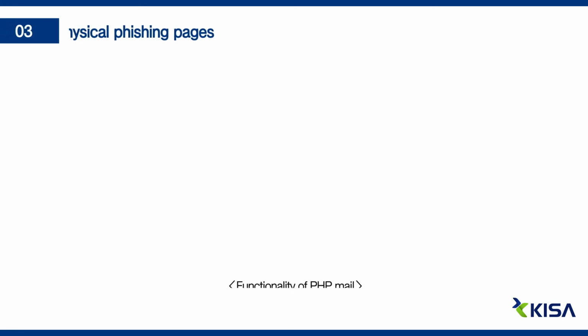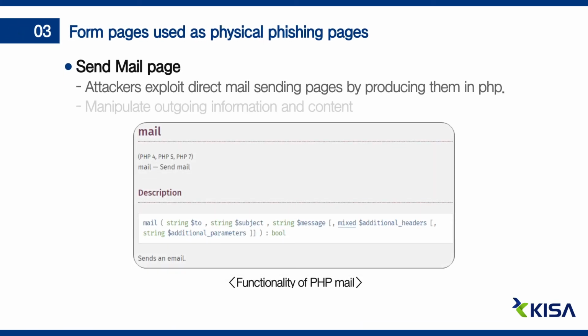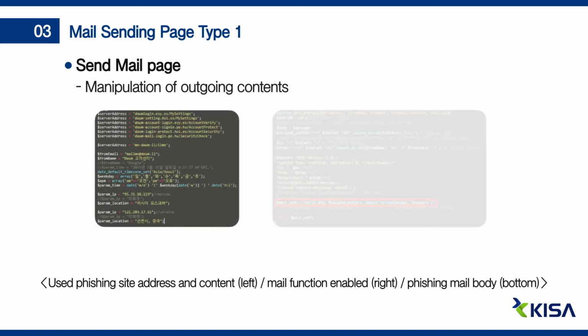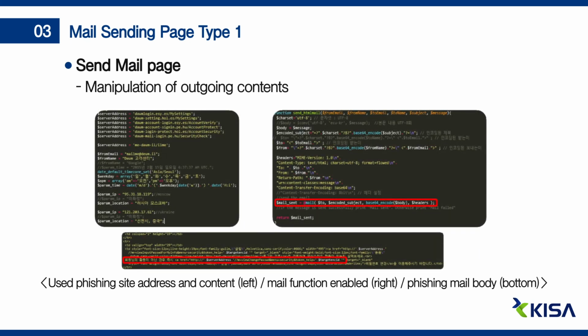The following is about the mail sending part. Attackers do not use a typical mail client program to send mail. Instead, attackers create a mail sending page in the PHP language. Then, they send a phishing mail through a function. This is because the mail function allows attackers to manipulate the mail header and body, like the mail address and name of the sender. The screen you are seeing now is part of the attack code found in South Korea.